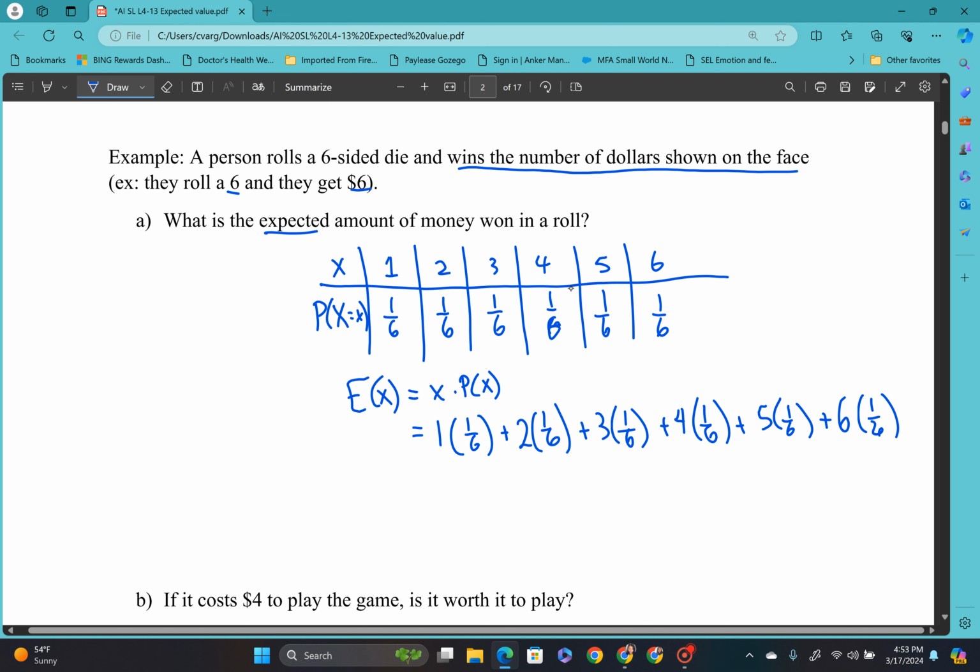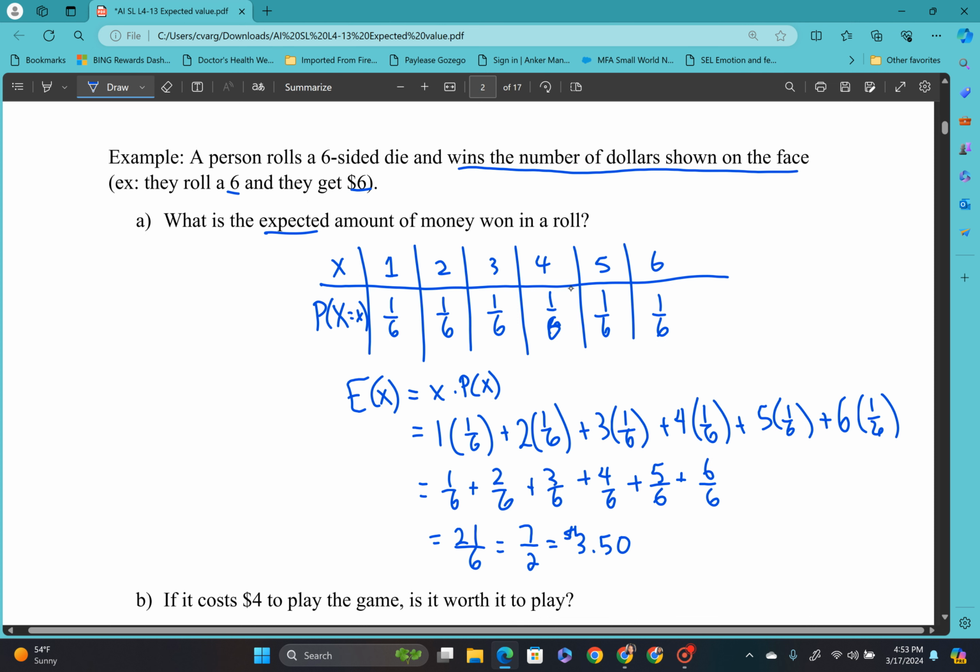So 1 times 1/6 is 1/6 plus 2/6 plus 3/6 plus 4/6. Now you could take all of this, just plug it into a calculator. But I want to make sure that you understand where this is coming from, plus 6 out of 6, okay? So now when you add all this up, you're going to get 21 over 6, which is the same thing as 7 over 2. 7 divided by 2 is 3.5. Since this is money, this is $3.50.